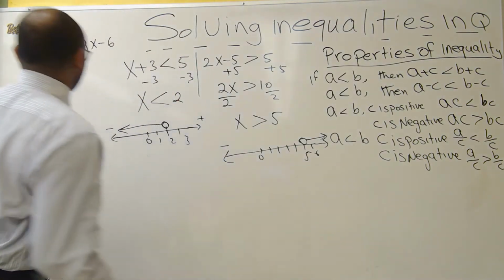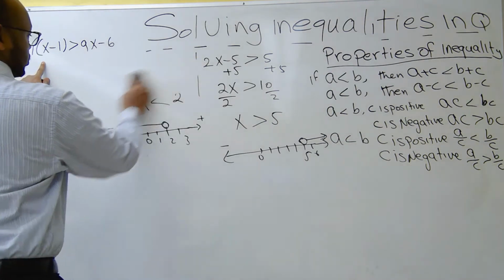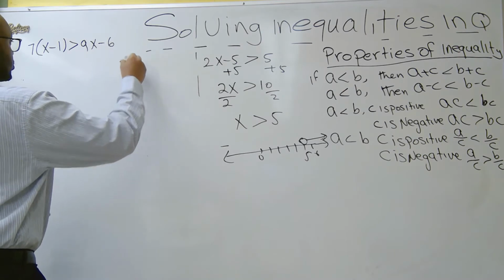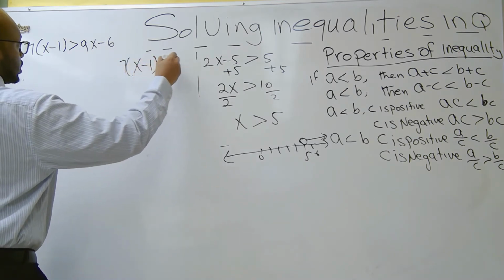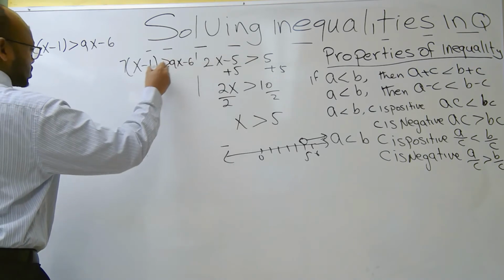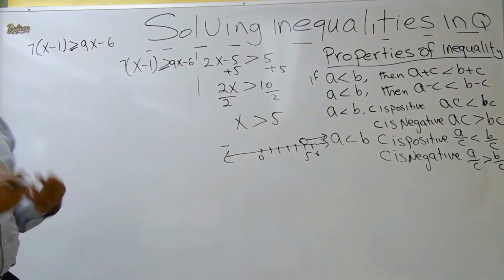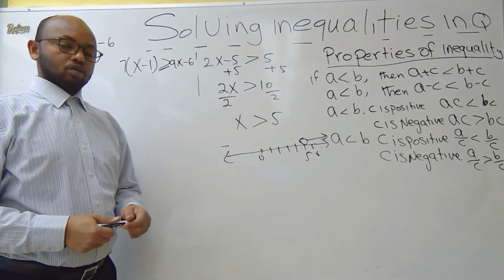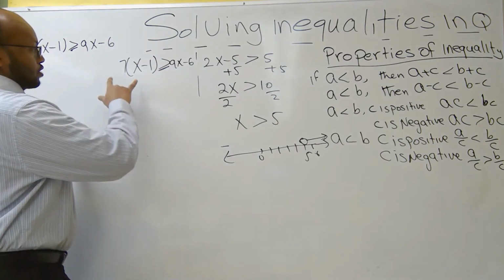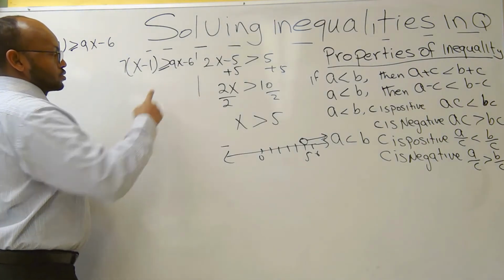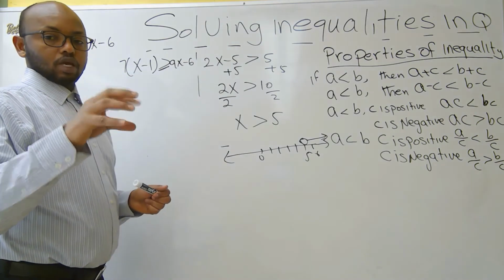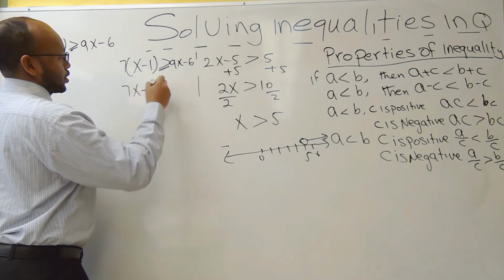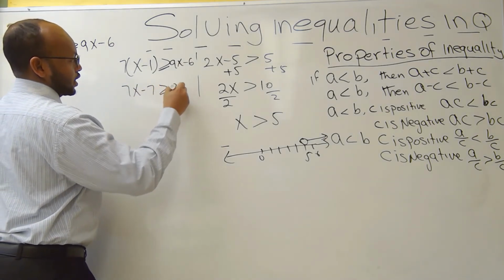Okay, I have another example. Let's erase this one first. I have 7 times the bracket x minus 1 greater than 9x minus 6. Let's make this one an equal sign also, because we saw almost all without the equal sign. So first we have a bracket. We have to multiply the number outside the bracket by everything inside the bracket. So this will be 7x minus 7 greater than or equal to 9x minus 6.